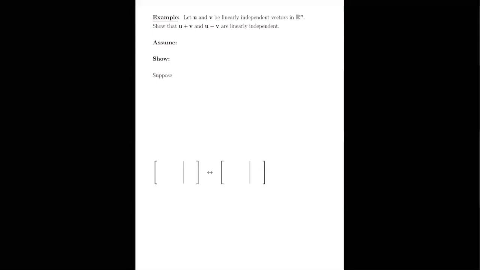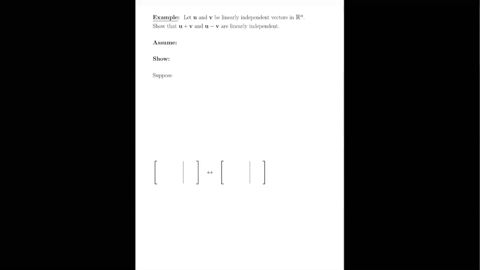So here we're going to let u and v be linearly independent vectors in Rn. And what we're going to show is that u plus v and u minus v are also linearly independent. So we're going to do a little proof, but like I said, we're going to use the definition. When in doubt, go back to the definition. If you're not sure what to do, go back to the definition.